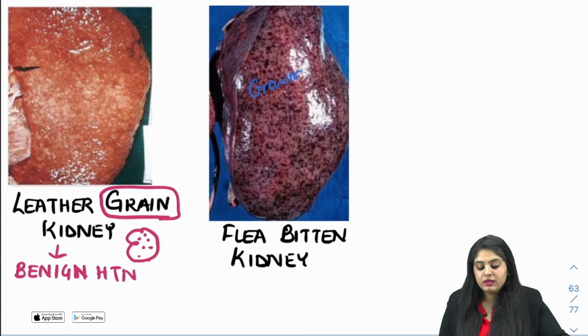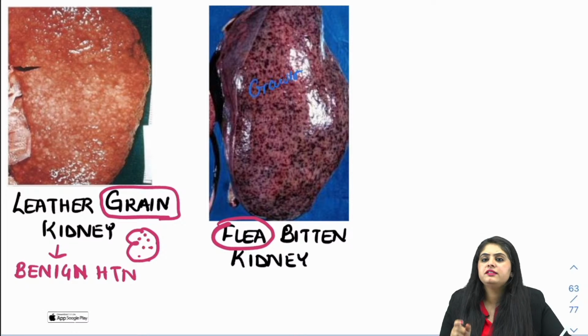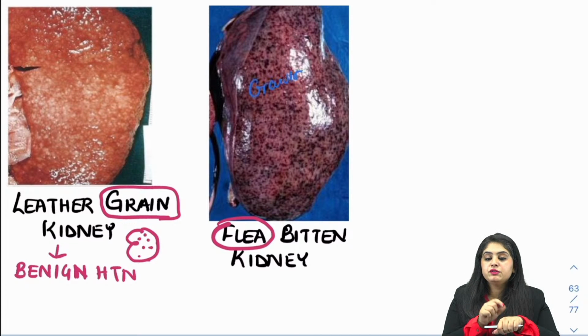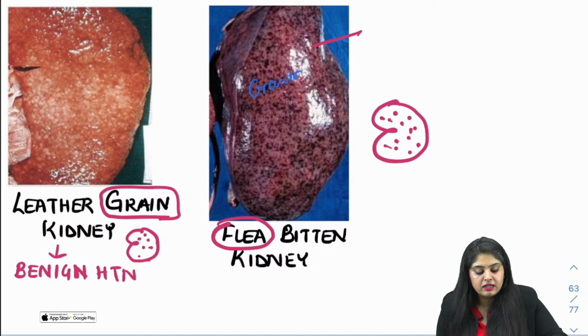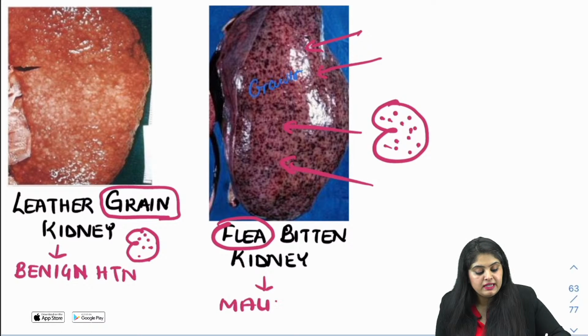Whereas look at the next one, the flea-bitten kidney. What is that? Flea means what? It's an insect. When an insect bites you, that area becomes red, right? So this is like a kidney as if a flea has bitten it. Some insect has bitten it. So the entire kidney is going to show me these red color spots. If you look carefully, the entire kidney is going to show me these. That is what you see in a case of malignant hypertension. Very good.